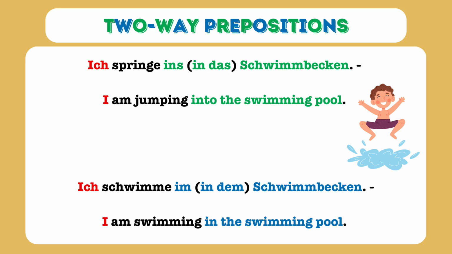In the next example, we are swimming. Swimming is a motion verb, which is kind of confusing, but we are swimming within the confines of the pool, and therefore we have to use here the dative case. Ich schwimme im Schwimmbecken. I am swimming in the swimming pool. In this sentence, we have here im, which is another contraction. This contraction is in and dem, becoming im.